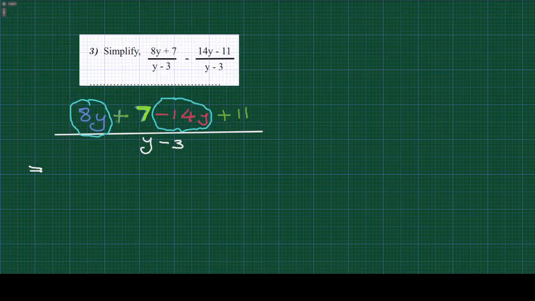So 8y and minus 14y. So it's plus 8y and minus 14y. Are they friends or enemies? They're enemies, right? So it's going to be a fighting interaction. So who is going to win?